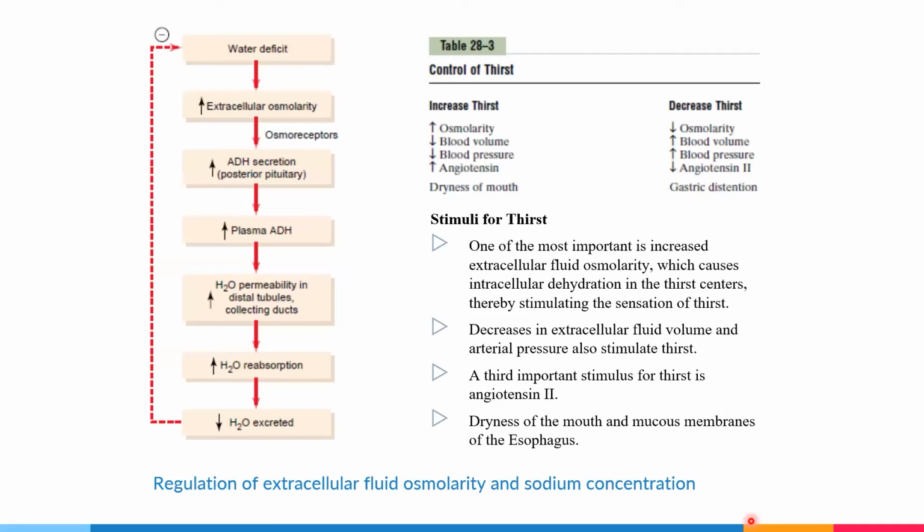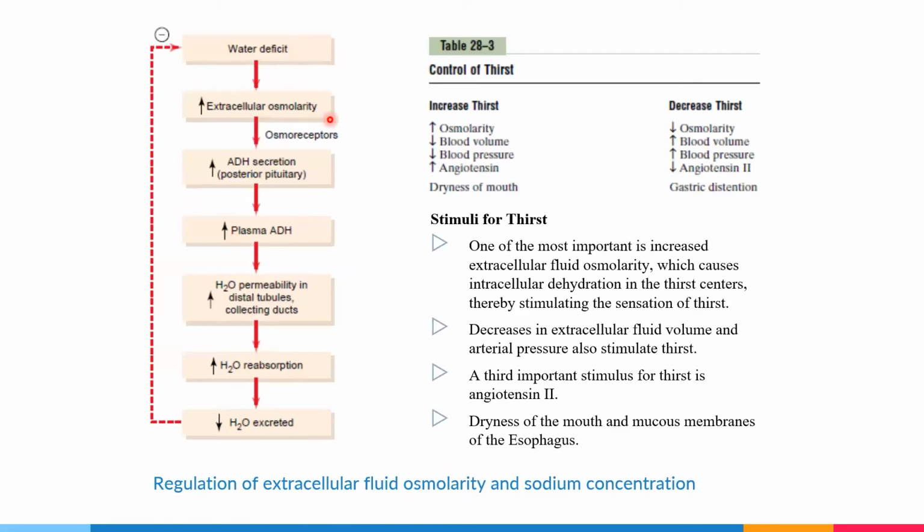Next, we look into the regulation of extracellular fluid and osmolarity via a diagram. The diagram to the left is essentially the osmoreceptor ADH system, represented via a flow chart. First, if there is a decrease in water concentration in the extracellular fluid, that is, a water deficit, this increases the extracellular osmolarity.